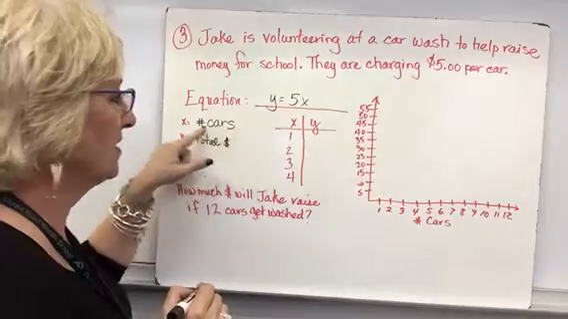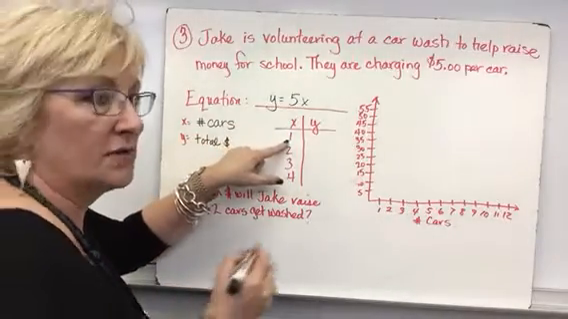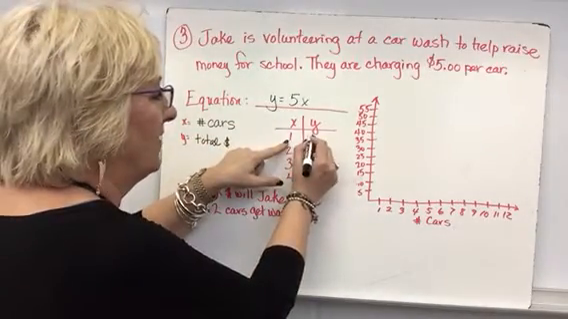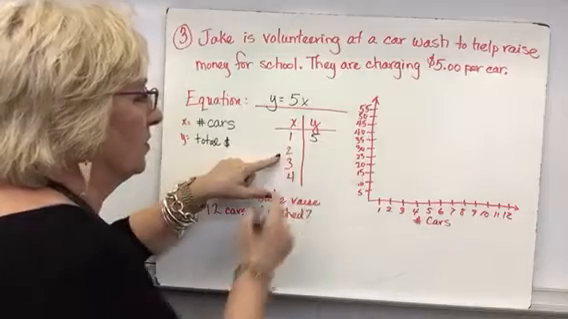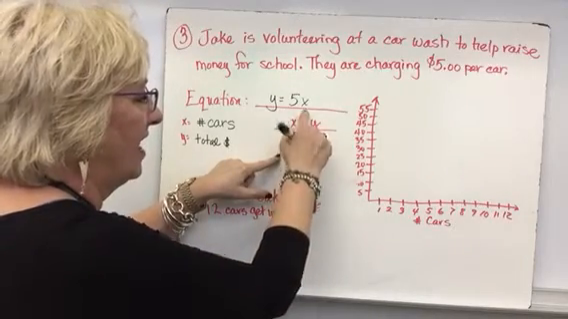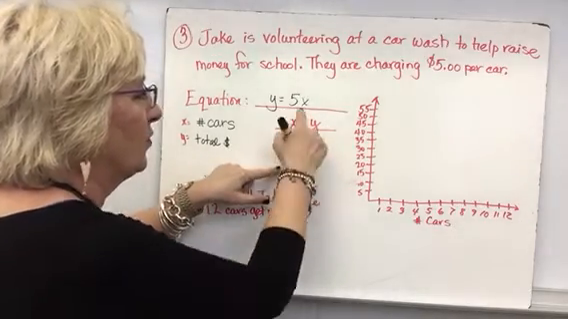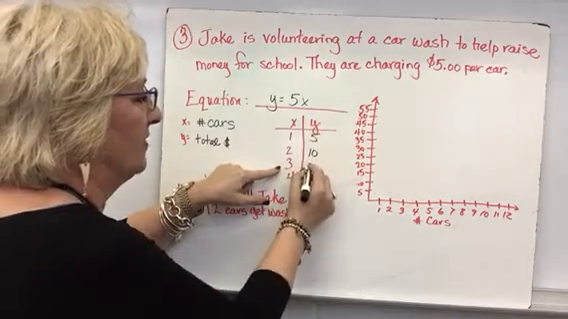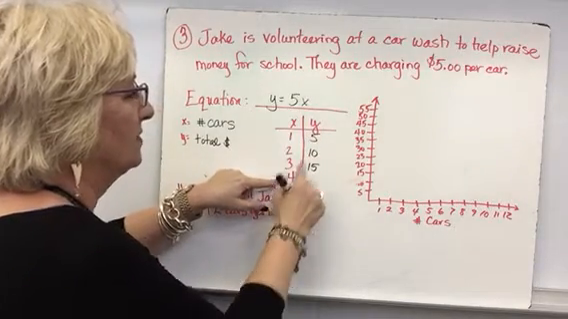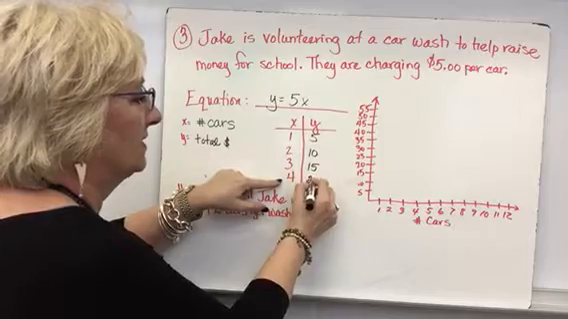Here I've already put down in my table 1, 2, 3, 4 cars. X equals the number of cars, so when one car goes through, Brian's going to make $5. When 2 go through, 2 times 5 is going to be 10. 3 times 5 is going to be 15. 4 times 5 is going to be 20, and so on.